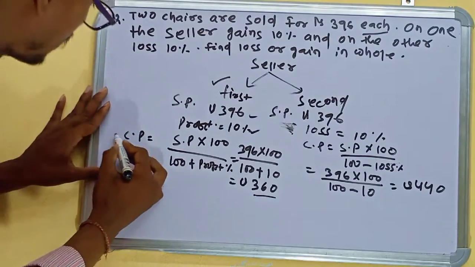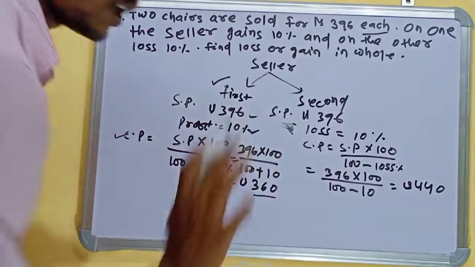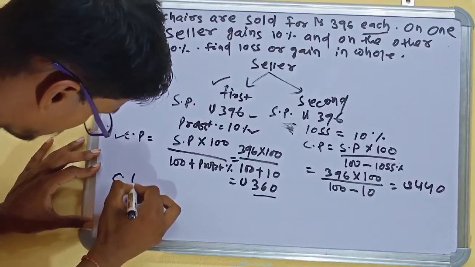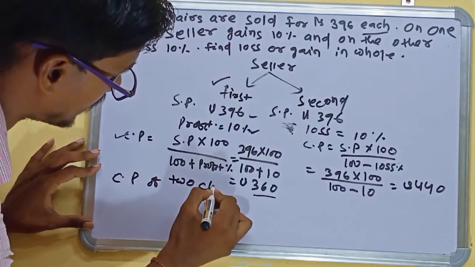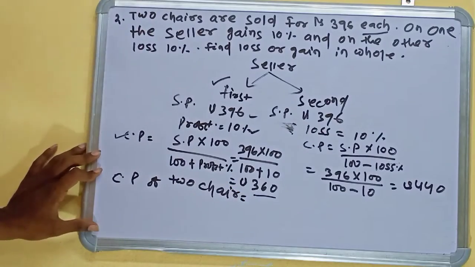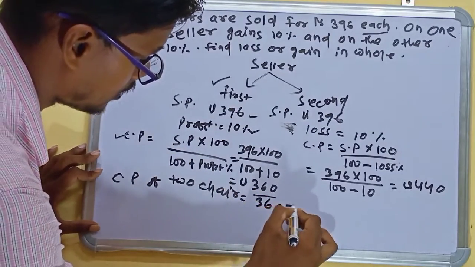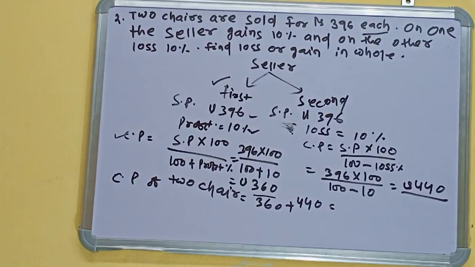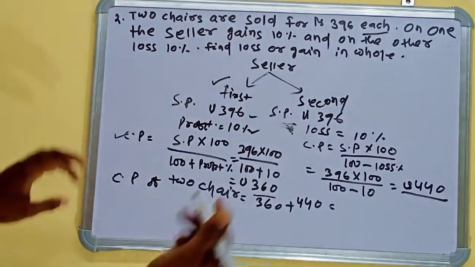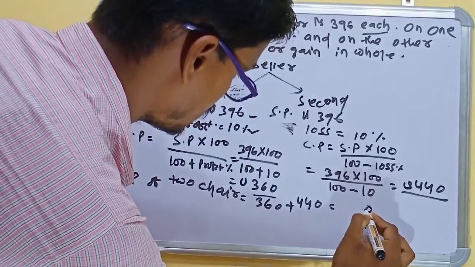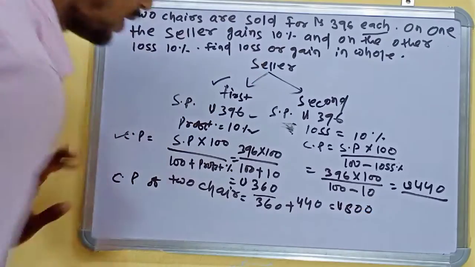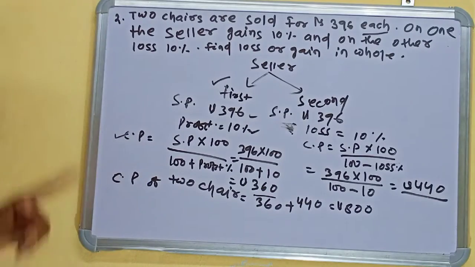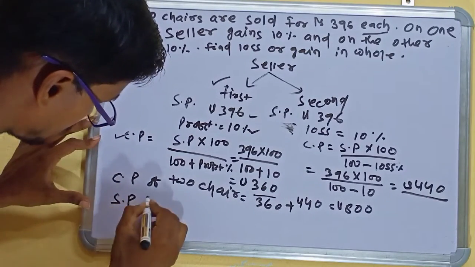We know the CP of the first chair and the CP of the second chair. Then the CP of two chairs: the first is 360 plus the second is 440, which is 800. Then the CP of two chairs is equal to 800. Then next we find the SP of two chairs.